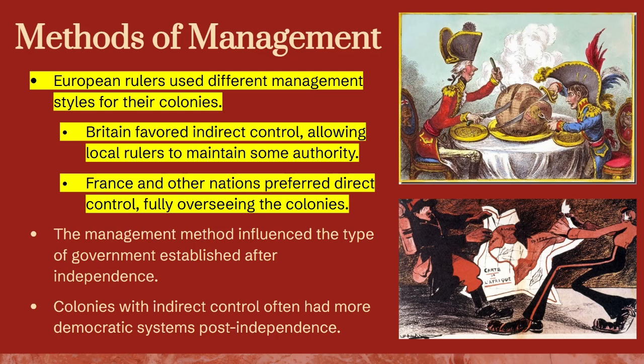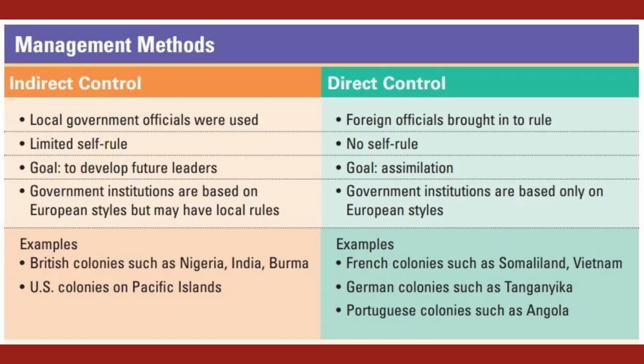Again, there are a variety of ways in which this affected African peoples later on, but primarily colonies that were indirectly controlled, like many of those under the British Empire, often would end up establishing their own democratic forms of government after gaining independence from Europeans in the 1900s. But again, the methods of management are really just broken up into whether you allow the local peoples to have some political control or not.